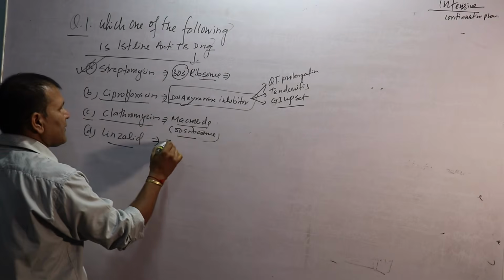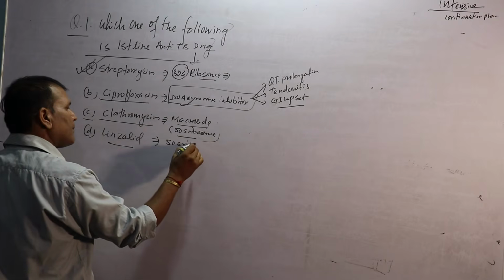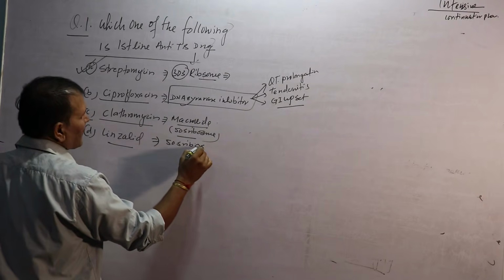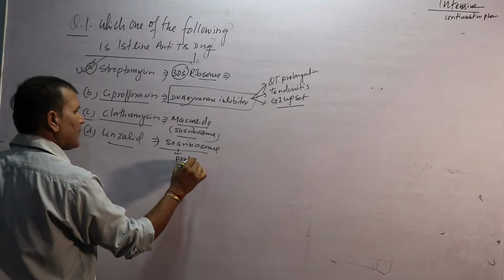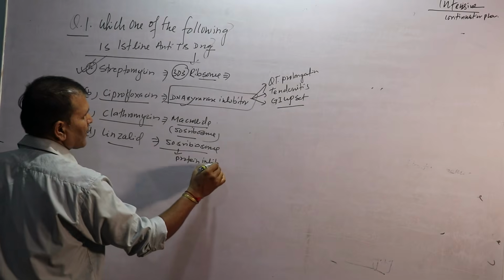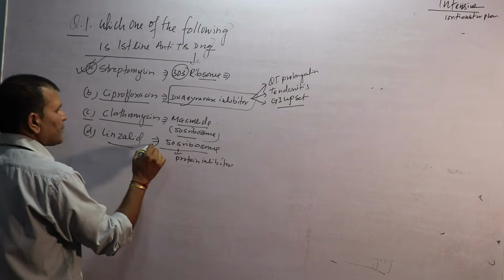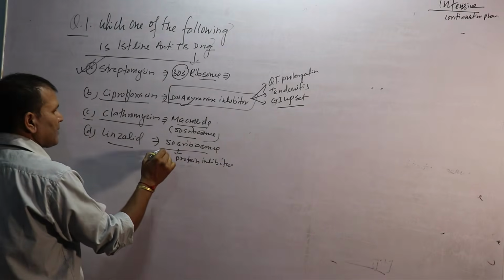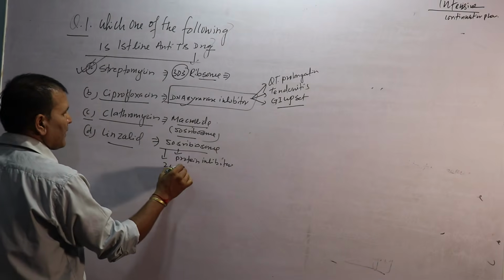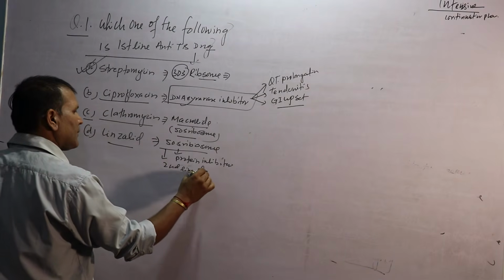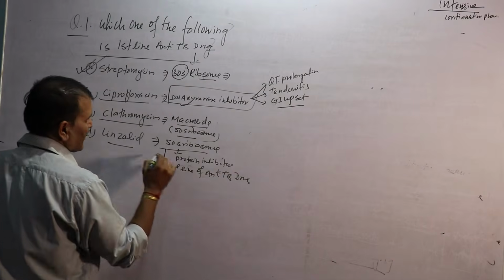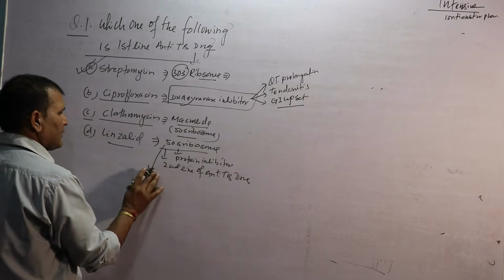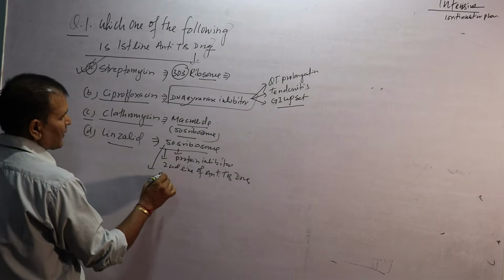Linezolid is a 50S ribosome binder. It is also a protein synthesis inhibitor, and it is a second line anti-TB drug. Its common side effect is bone marrow suppression.